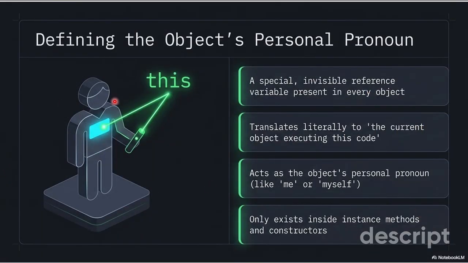So what exactly is this? It's a reference to the object. What is this? A reference to the object. It refers to itself; the object refers to itself. This is what it means. A special invisible reference variable present in every object, it translates literally to the current object executing this code, and acts as the object's personal pronoun, like me or myself.